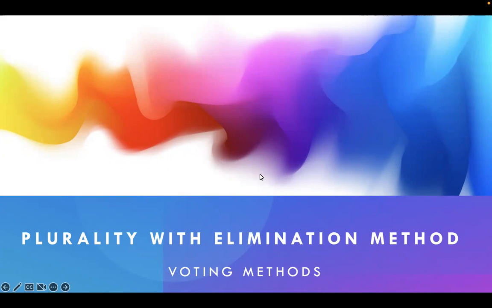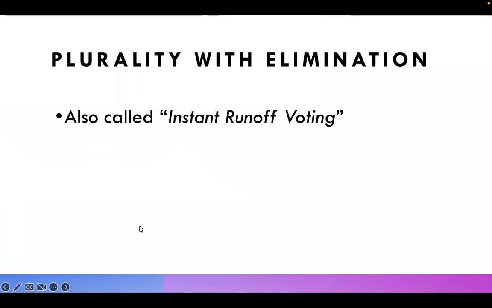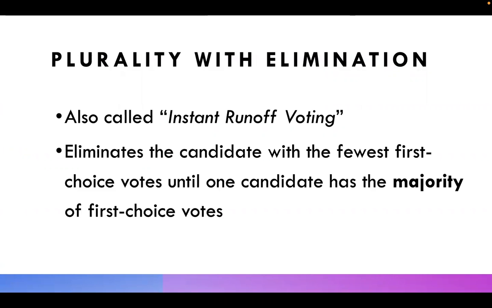Let's talk about some voting methods, and here we're going to focus on the plurality with elimination method. So what does this mean? Well, it's also called the instant runoff voting method. So what is that? It's eliminating, hence with elimination. You eliminate the candidate with the fewest first choice votes until one candidate has the majority of first choice votes. So we're not just saying, if you have more than anybody else, you win. Nope. You have to have a majority, which is more than half.